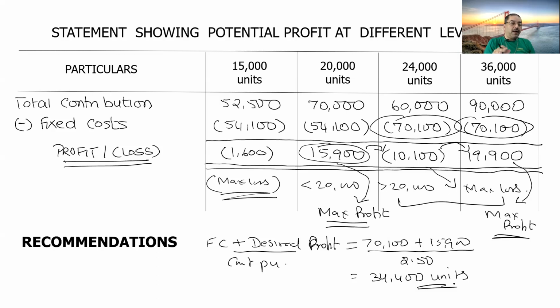So at a higher level of sales, if I want to increase my output and quantity sold, and I want a minimum profit of 15,900, which is the maximum for the range of 15 to 20,000, then I should be selling around 34,400 units. So write down the recommendations now.